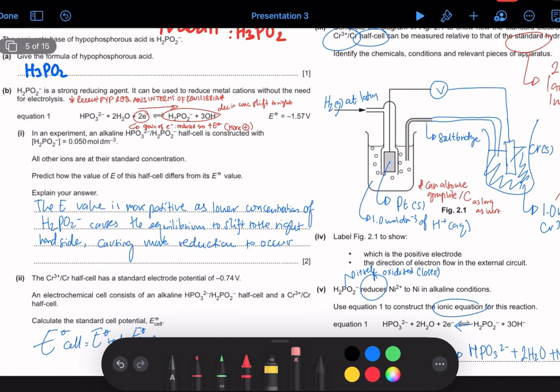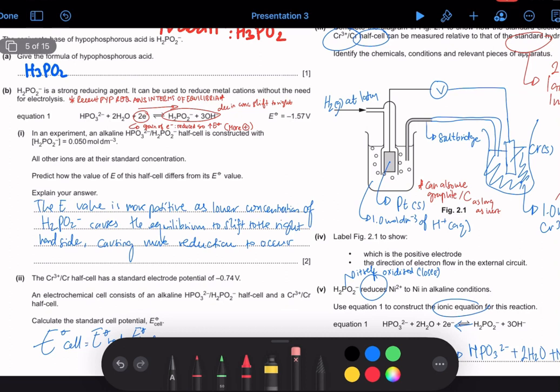H2PO2- is a strong reducing agent. It can be used to reduce metal cations without the need for electrolysis. So you're given the equation. Gaining of electrons, so reduction is the forward, oxidation is the backward.